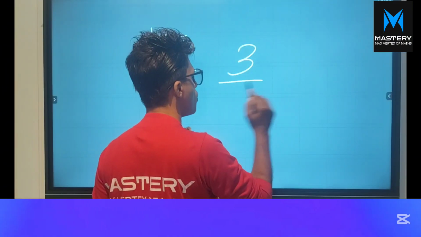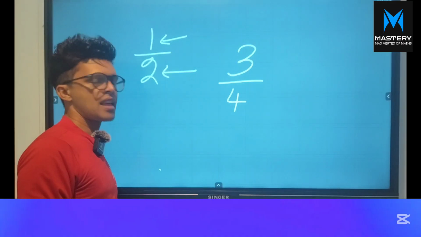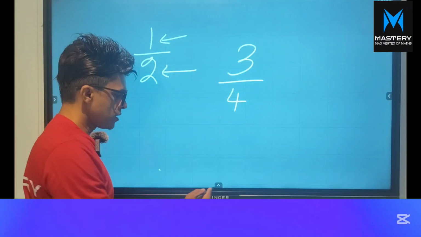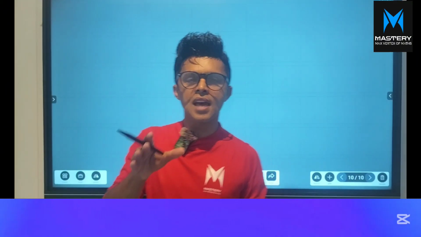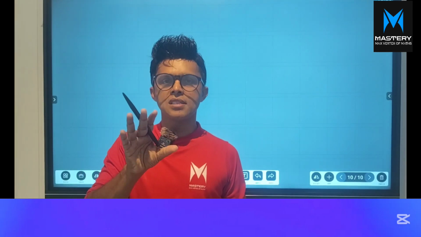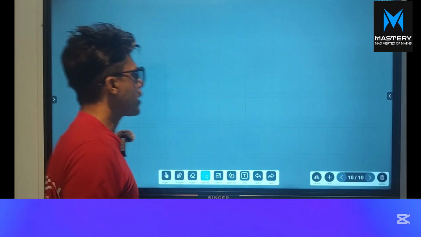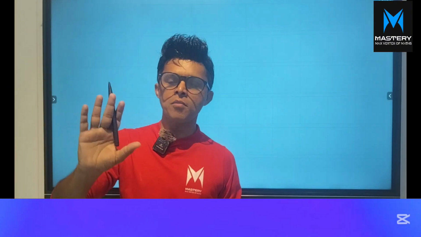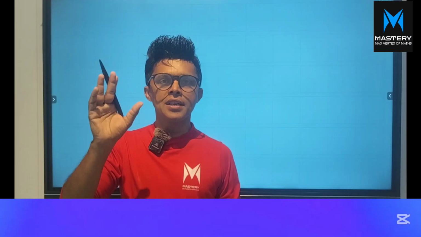How about 3 over 4? Here the denominator value, which is 4, is greater than 3. Therefore, this one also can be understood as a proper fraction. Now I do think that you can understand the meaning of proper fractions. If the denominator is greater than the numerator of a given fraction, then that fraction is named a proper fraction.